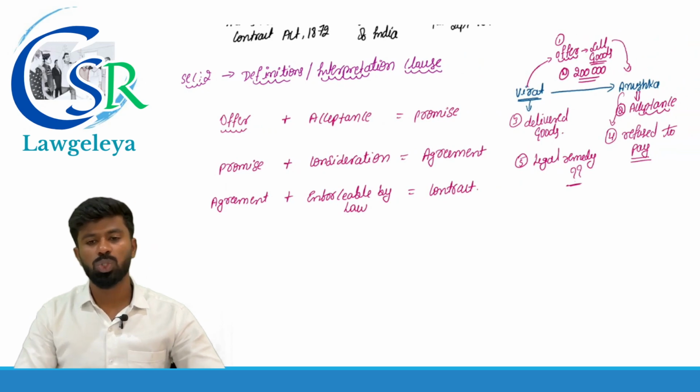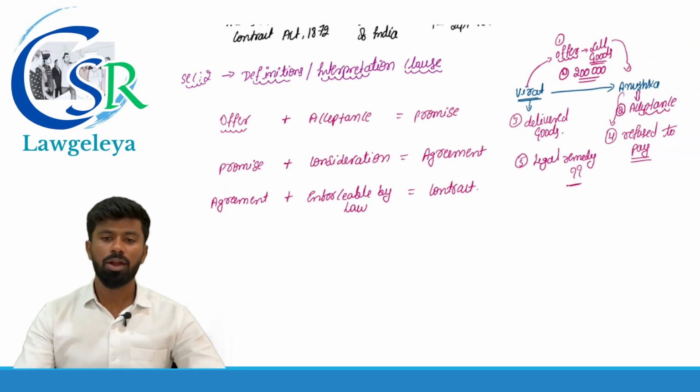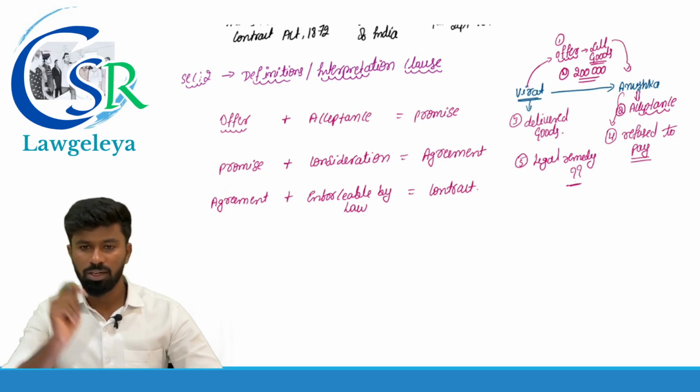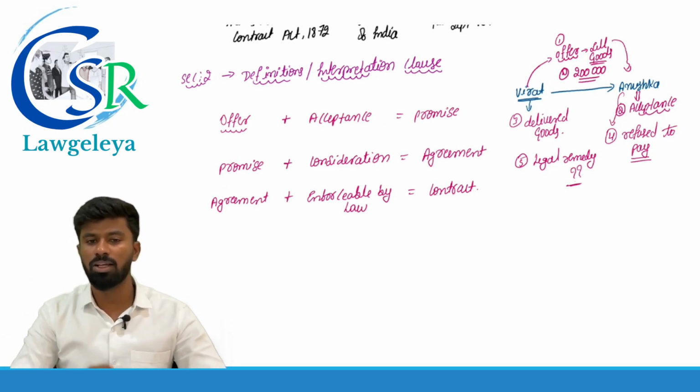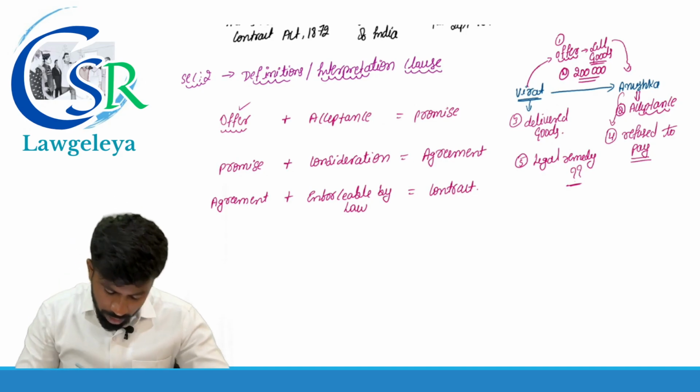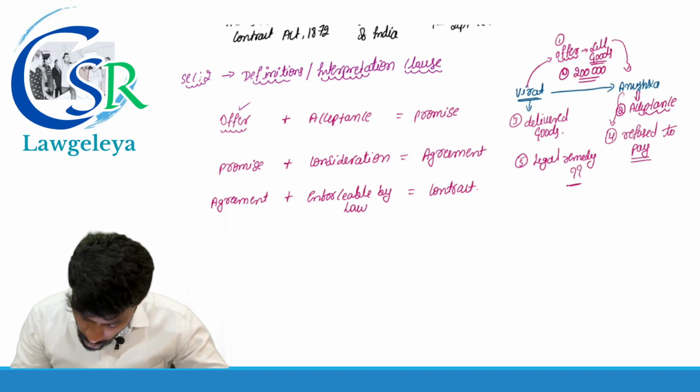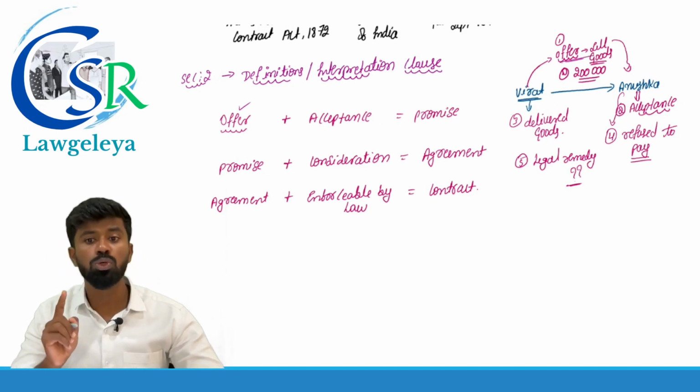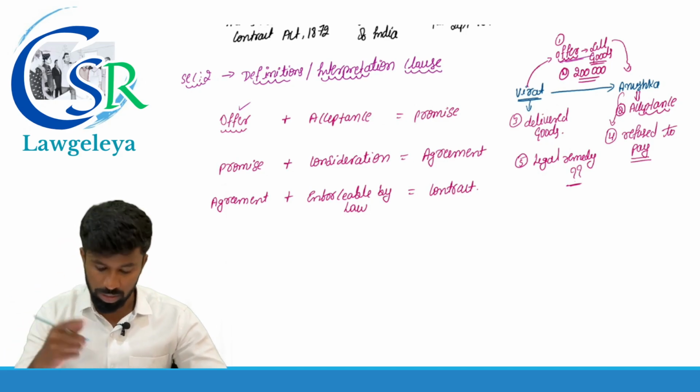So let us discuss whether there is a valid contract between Virat and Anushka. If there is a valid contract, Virat will succeed. To be a valid contract, the first step is that there should be an offer. Was there any offer? Yes. Virat made an offer to sell his goods at the price of 2 lakh rupees. So there is an offer.